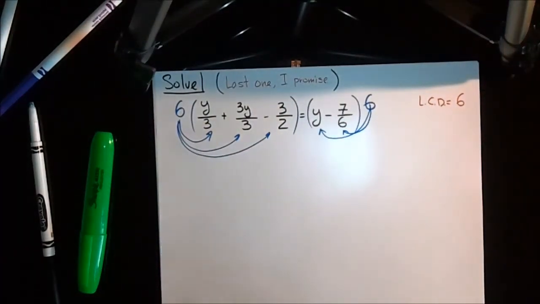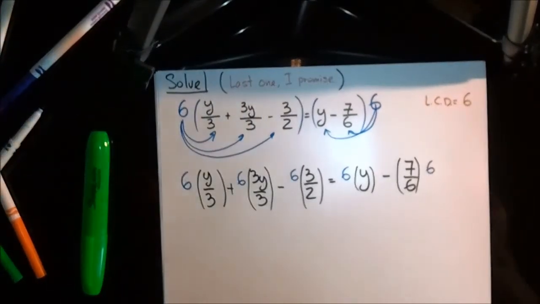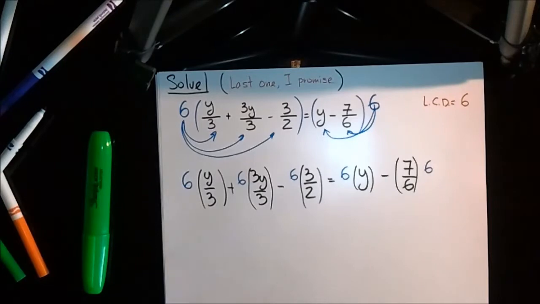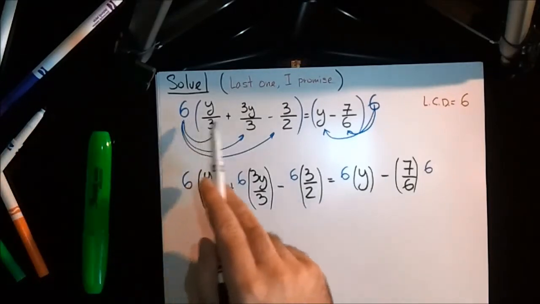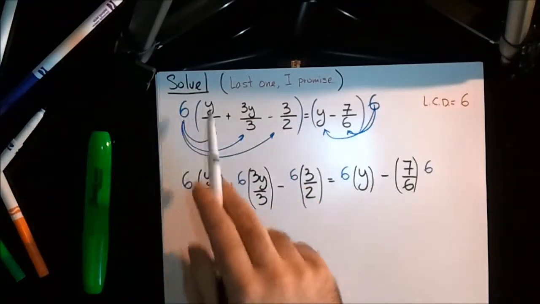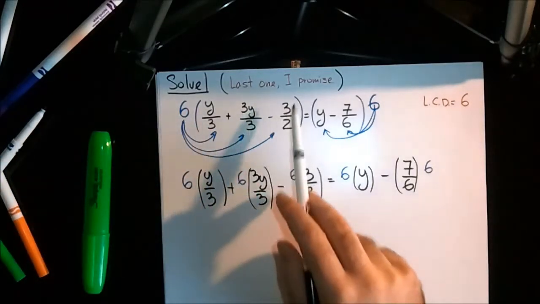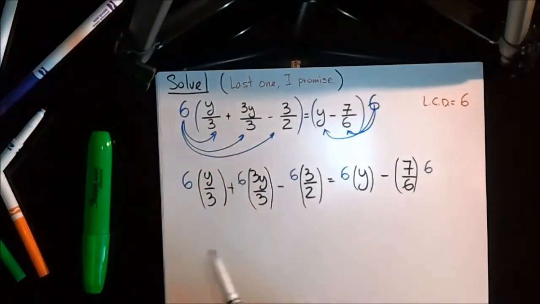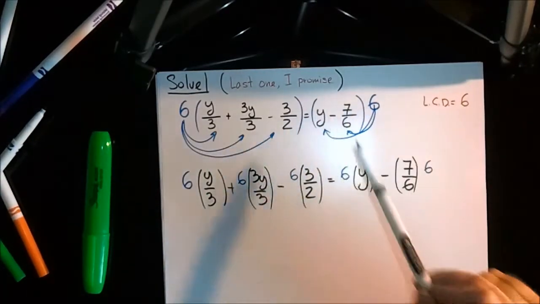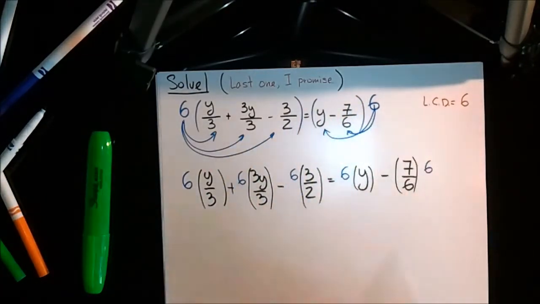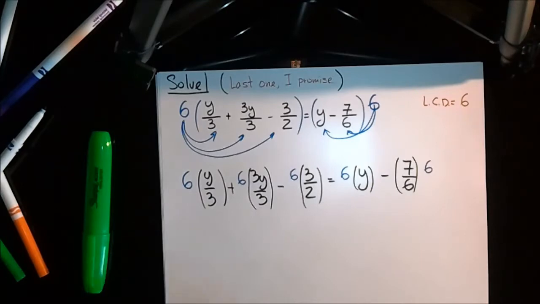So let me pause this so it doesn't take too long. Alright, so all I did here is I distributed this 6 to all of these 3. So 6 times y over 3, 6 times 3y over 3, 6 times 3 over 2, and I carried over the signs. Here I distributed the 6 to the y, and I distributed the 6 to the 7 over 6, and again that minus just carried down.